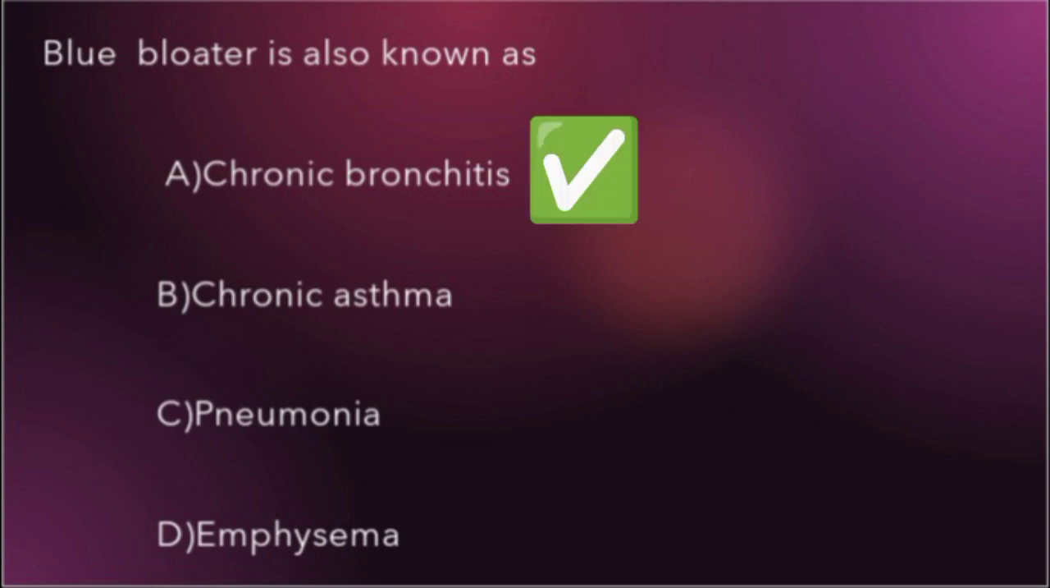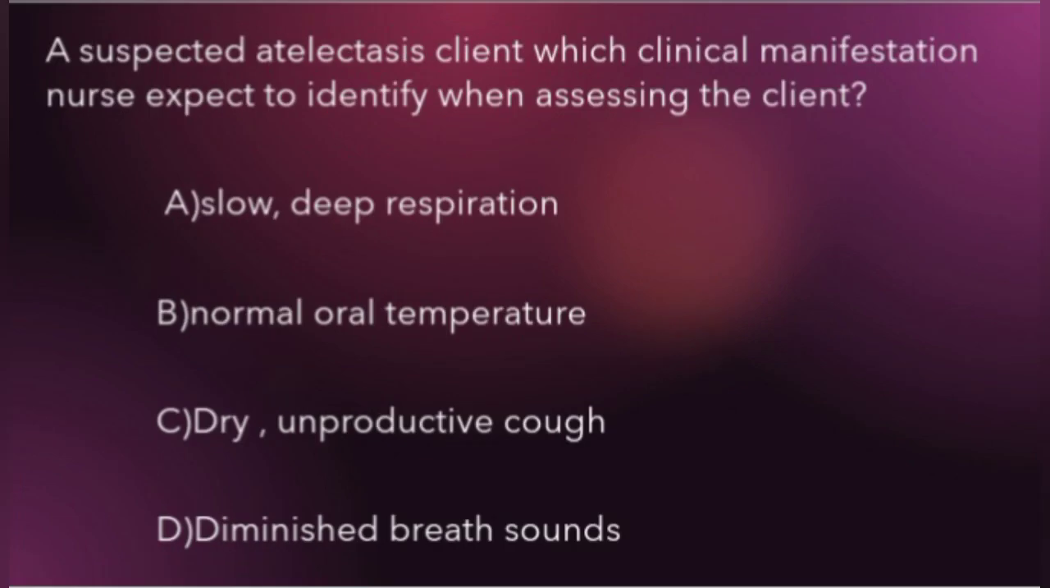Chronic bronchitis. A suspected atelectasis client, which clinical manifestation nurse expected to identify when assessing the client? A. Slow deep respiration, B. Normal oral temperature, C. Dry unproductive cough, D. Diminished breath sounds. Correct answer is option D. Diminished breath sounds.